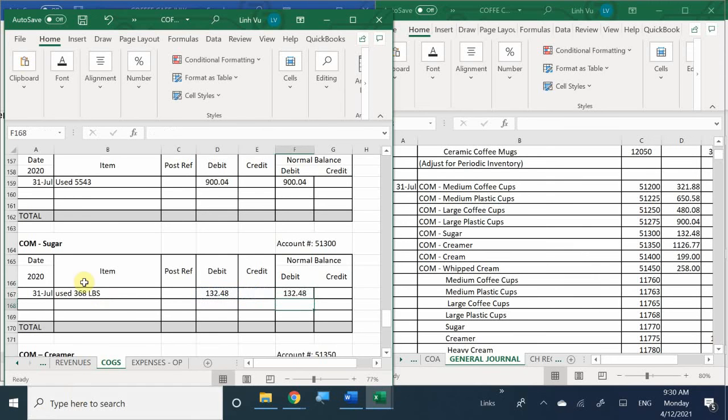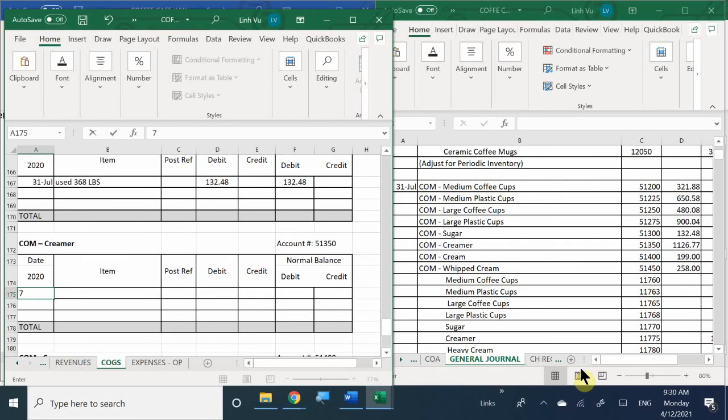Okay. How much creamer did I use? How many cases did I use? 69 cases. Yes, 69. Okay, which cost me a total of 1126.77.